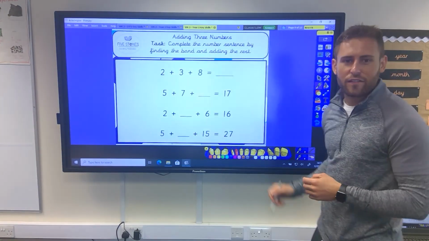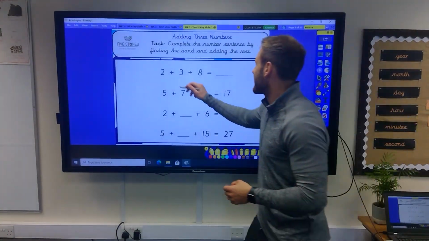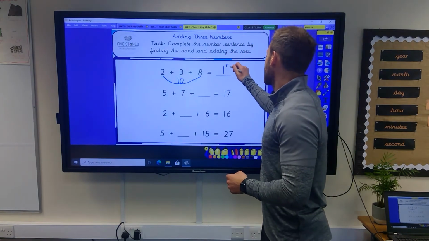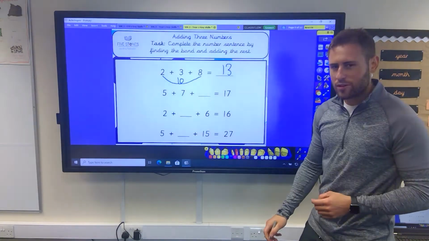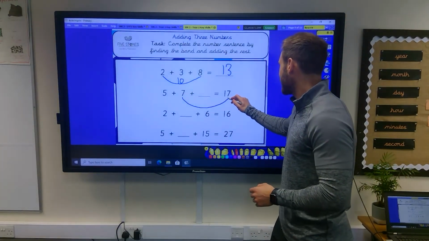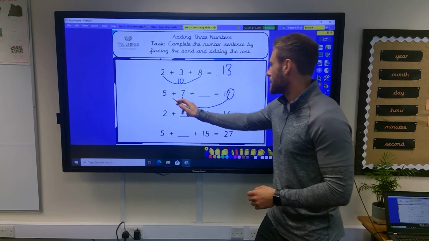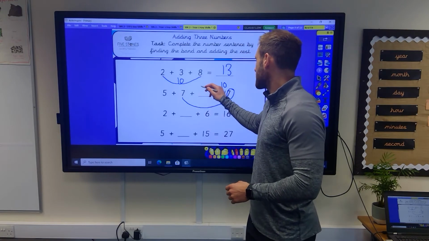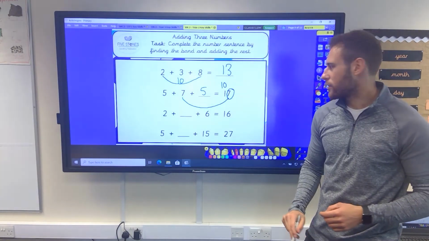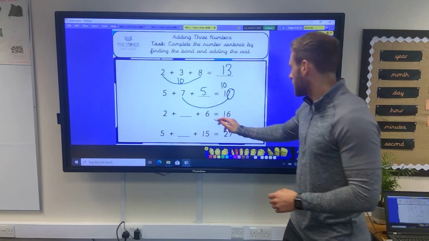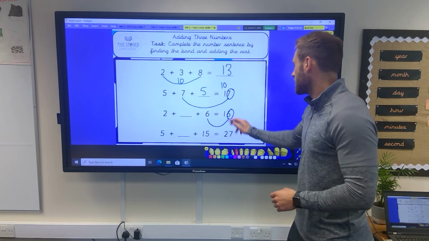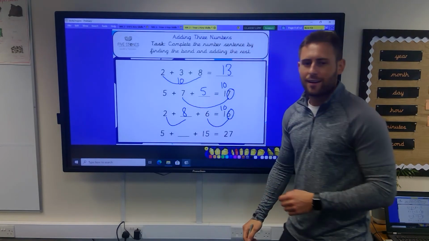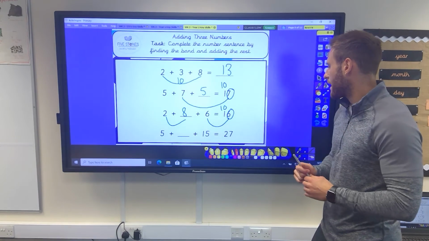Great, let's have a look. That first one there, who spotted the bond? Yes, the bond was 2 and 8 gives us 10. 10 add 3 is 13. Did anyone spot from the whole? Yeah, we can spot that part, can't we? So now we need to think of, how do we get that part of 10? 5 and 5. Good work. And again, we can spot this 6 part. So how do we get the 10? When we've got a part of 2, we need 8. So well done if you managed to spot that.